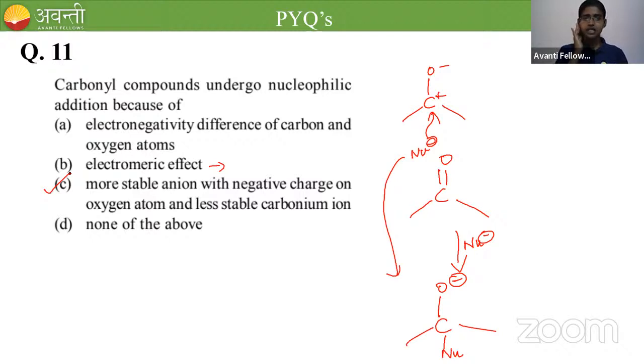So option C is the correct answer for this question. It is not because of the other two reasons given in option A or B. Just because of the electronegativity difference, nucleophilic addition doesn't occur on carbonyl compounds; it occurs because of the complete transfer of pi electrons towards or away from the attacking agent. That is the electromeric effect. Got it?